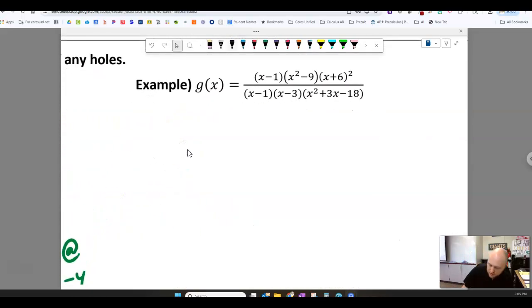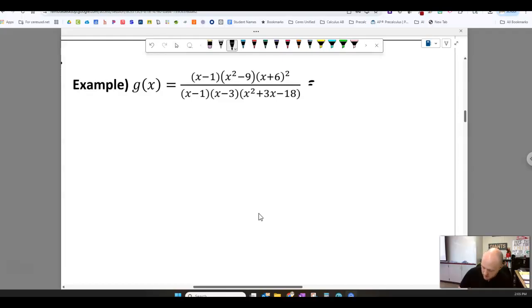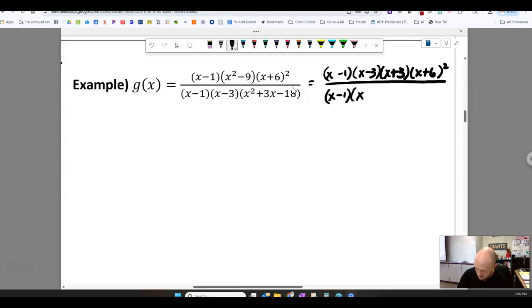Here's example number 2, g of x. The first thing I'm going to do is factor and then reduce. So in our numerator we have x minus 1. X squared minus 9, that's going to give us an x minus 3 and an x plus 3. And then I have x plus 6 to the power of 2. All over, man, we got a lot of factors here. X minus 1. I have x minus 3.